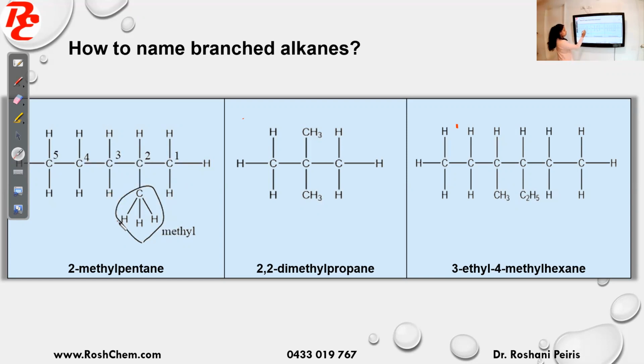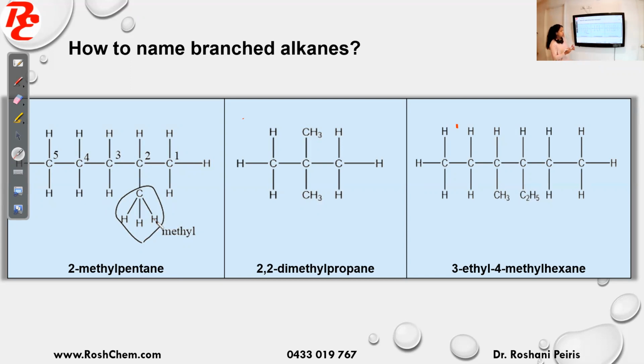So you have a parent chain, in this case 5, so you call it pentane. So you can see the name is ending with pentane. And the substituent is this. Now the substituents can be alkyl groups containing carbons, or it can be things like halogens also. So this substituent is called methyl. So you just have 1 carbon, you call it methyl. If you have 2 carbons like that coming out, you call it ethyl.